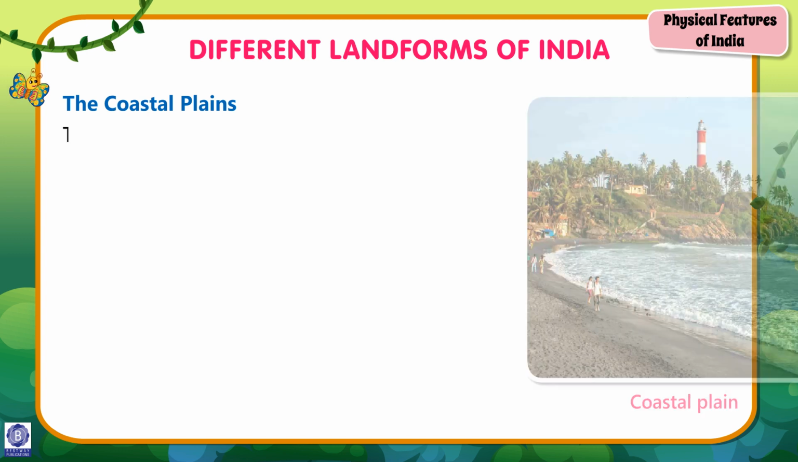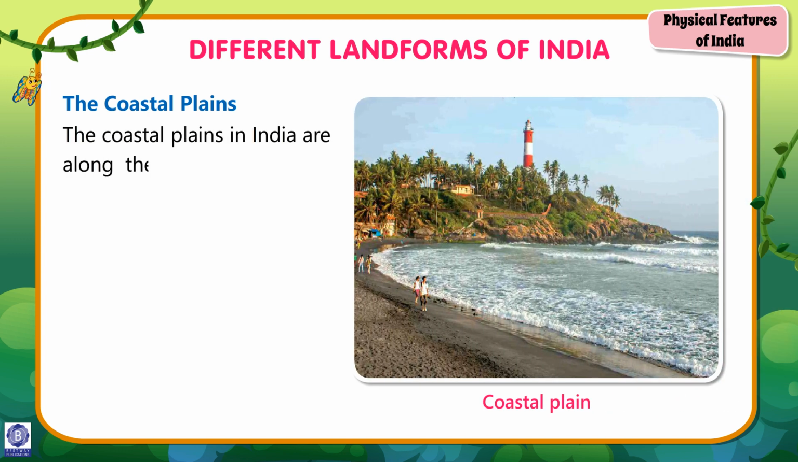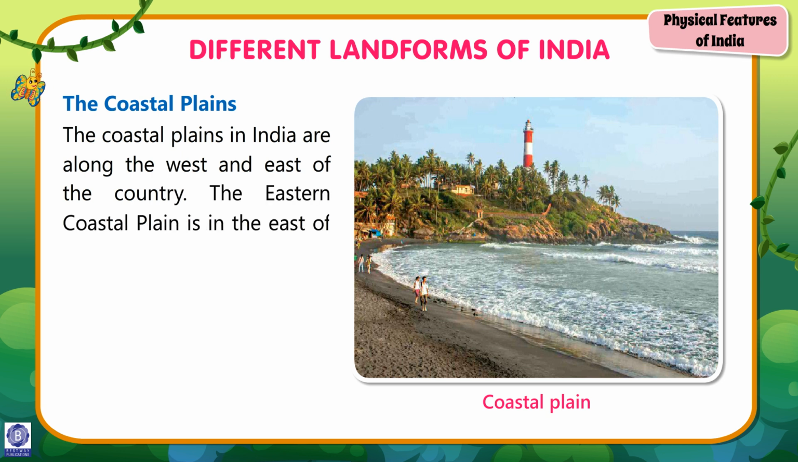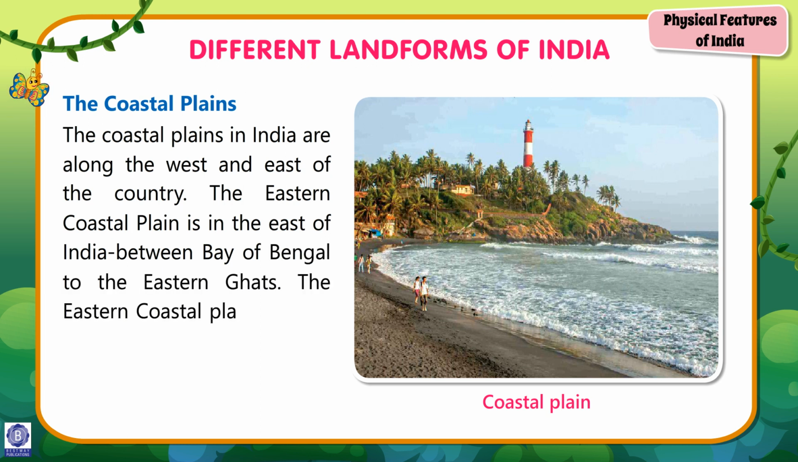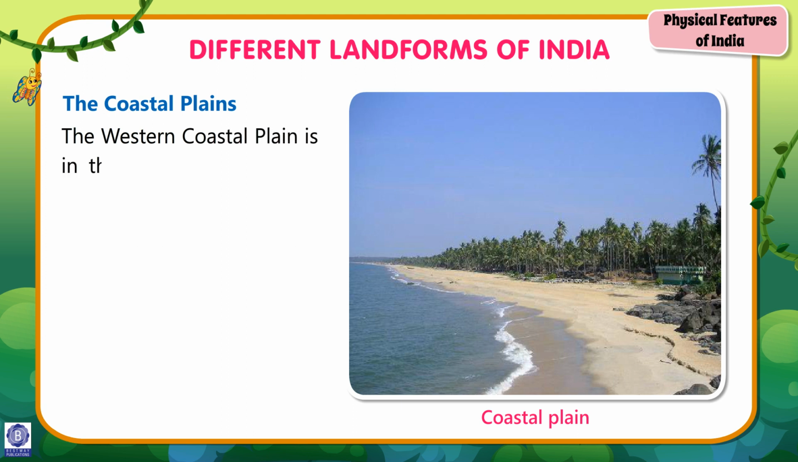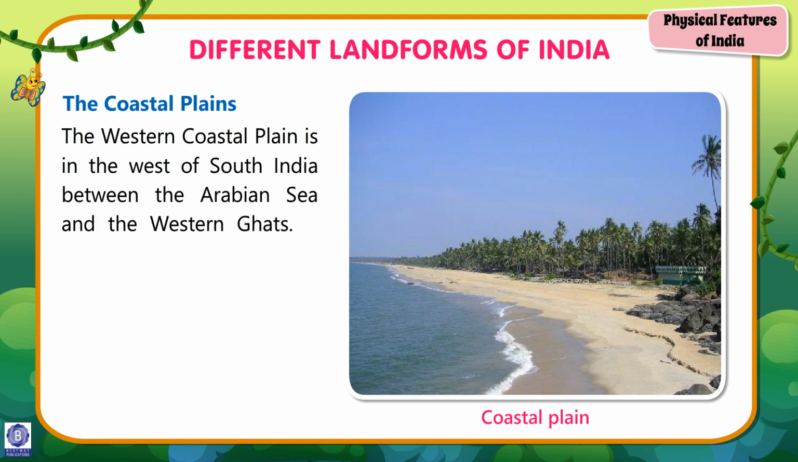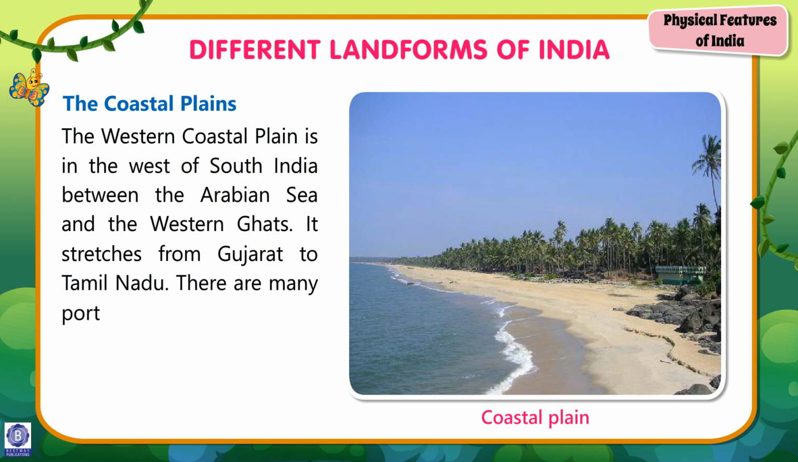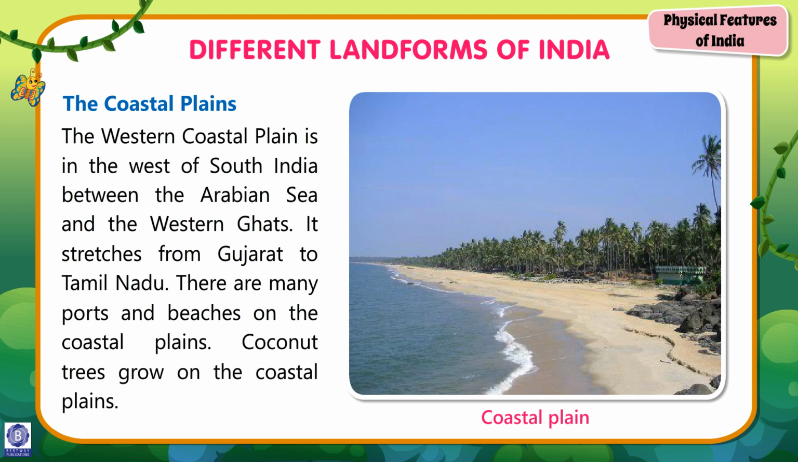The coastal plains. The coastal plains in India are along the west and east of the country. The eastern coastal plain is in the east of India, between the Bay of Bengal and the Eastern Ghats. The eastern coastal plains stretch from West Bengal in the north to Tamil Nadu in the south. The western coastal plain is in the west of South India, between the Arabian Sea and the Western Ghats. It stretches from Gujarat to Tamil Nadu. There are many ports and beaches on the coastal plains. Coconut trees grow on the coastal plains.